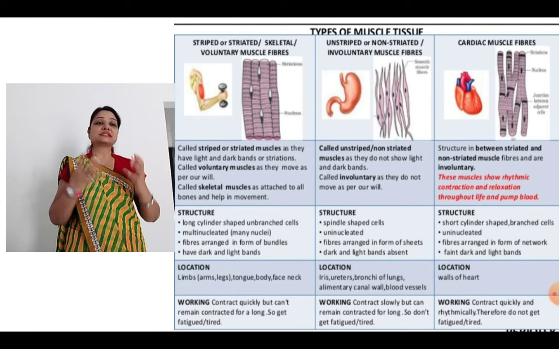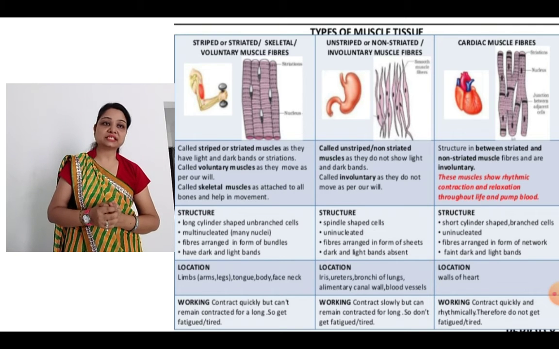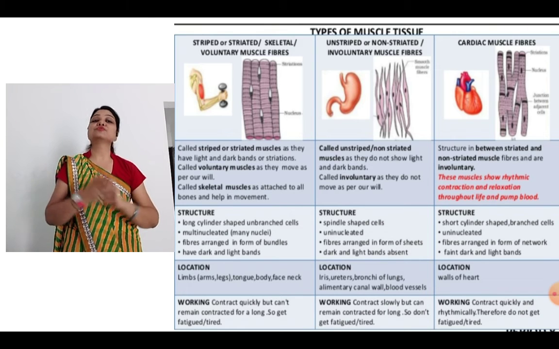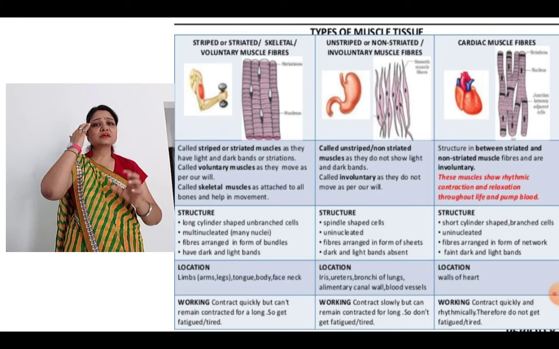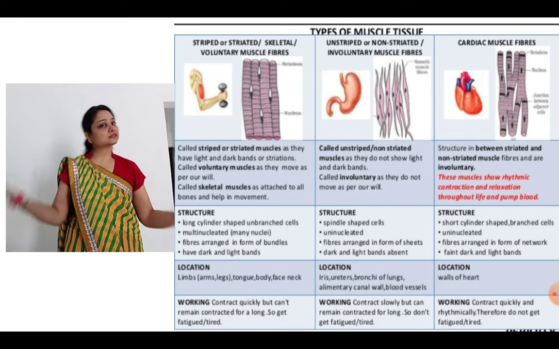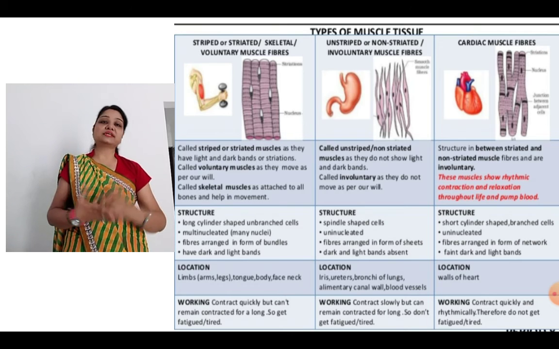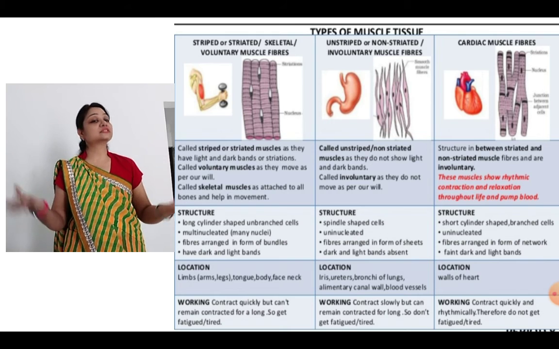Now the structure: they are short, cylinder-shaped, branched cells. Again, they are uninucleated. The fibers are arranged in the form of a network. They don't have the dark and light bands, right? Or very faint dark or light bands, okay? Location: the walls of the heart, as I told you, cardiac muscles. Now working: they contract quickly, rhythmically, therefore they do not get tired.